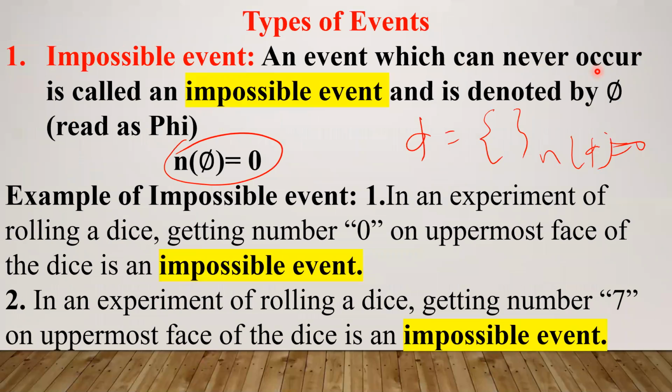An event which can never occur is called an impossible event. Example, in an experiment of rolling a dice, getting a number 0 on the uppermost face of the dice, it's an impossible event.